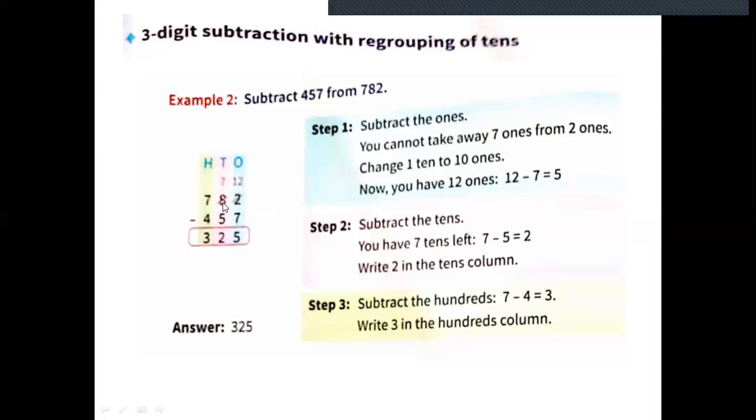So you are writing 12 here, and this 8 will become 7. Why? From this 8 tens, only 1 ten has been given to the ones place. So here you have to subtract 1 ten, so it will become 7 tens. So here you are writing 7. Understood?